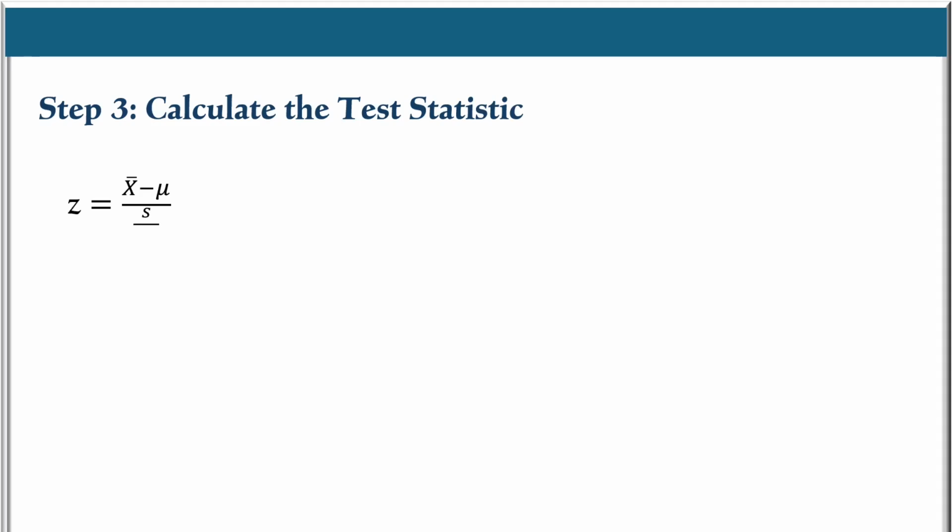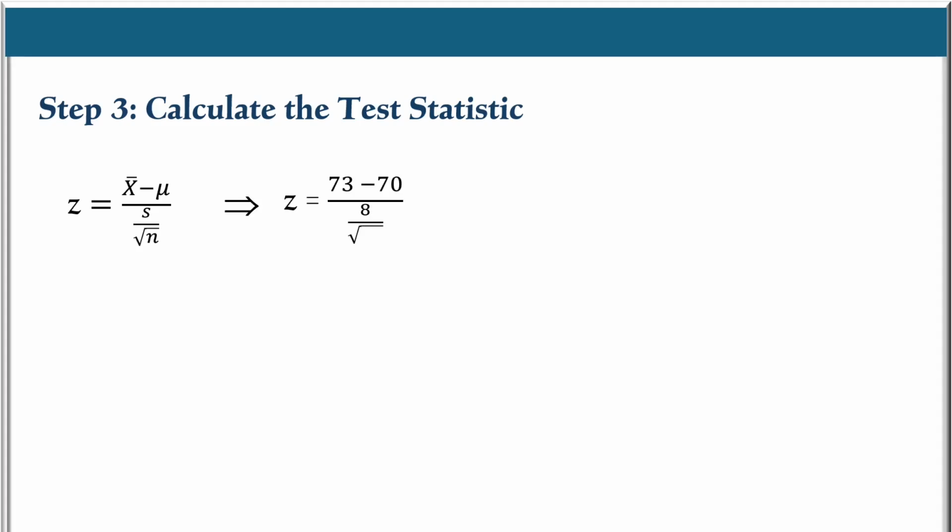So this is the formula for calculating our test statistic. Z is equal to x bar minus mu over s divided by root of n. So the x bar is the sample mean, then the mu is the population mean, then s is the sample standard deviation, then the n is the sample size.